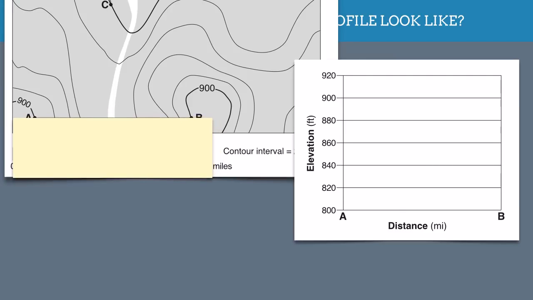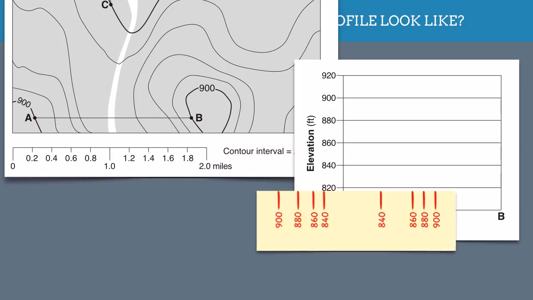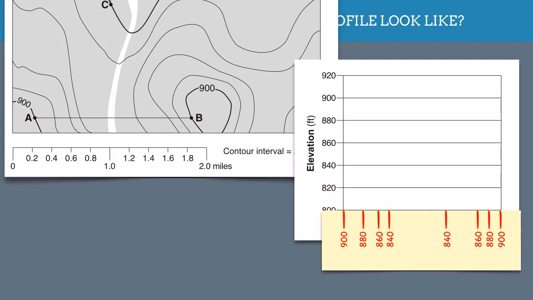And so what we can do is line our scrap paper up with the line that we're drawing a profile along, and we're going to mark anywhere a contour line crosses our scrap paper, like so. Notice I did not mark the stream, just the contour lines. And I labeled each one with the elevation of that contour line. Now that I've done this, I can take my scrap paper and move it over to the bottom of my graph, and we're going to plot points for each of these elevations. For example, here: 900, 880, 860, 840, 840, 860, 880, 900.